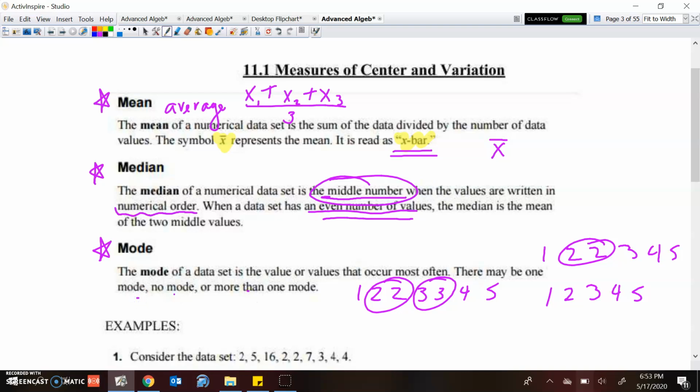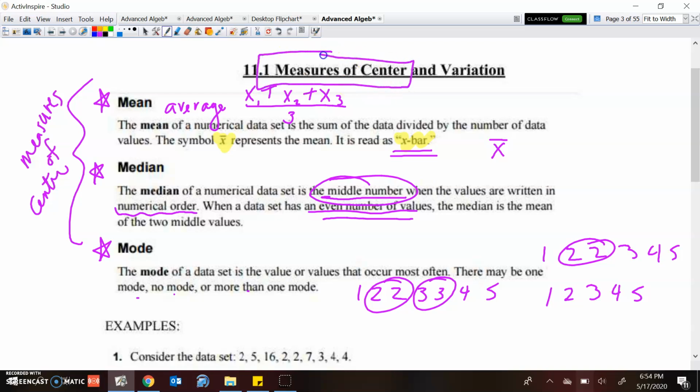Now each of these, notice that in one way they're measuring the center of sorts. I know mode can be a little bit challenging to think of as the center, but these are all considered measures of center, okay? That's why you learn them together. Whatever grade it was you learned all 3 of these, you learned them together because these are measures of center.